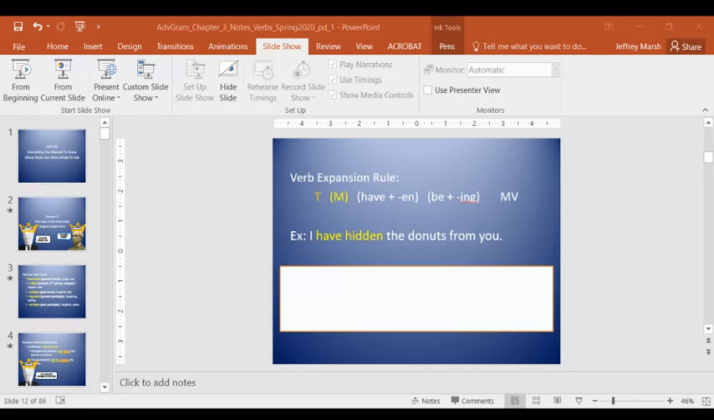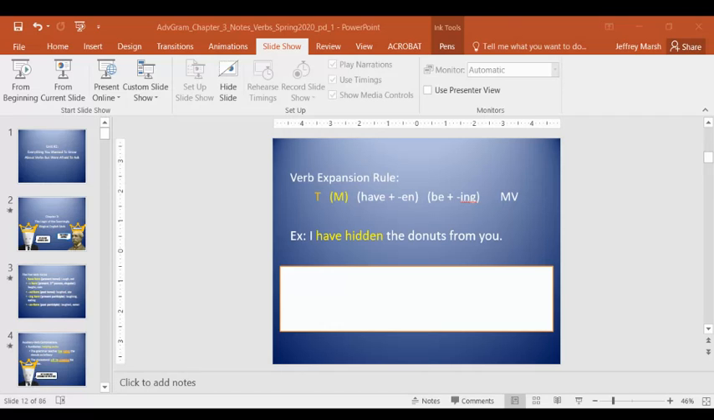Let me see if I can bring my marker up here. I'll do a highlighter. So I want you to also notice that the T has no parentheses around it. All right. And that's important. The T has no parentheses. When something doesn't have a parentheses, it means you have to have it. So every verb has to have a tense of either present or past.